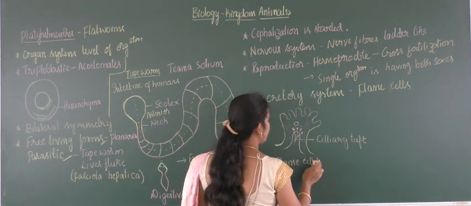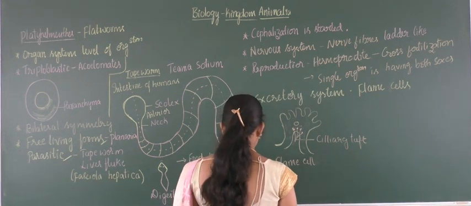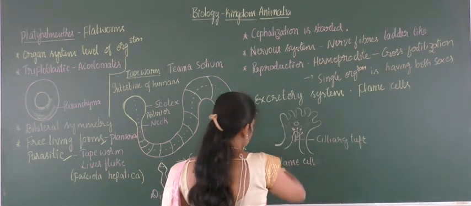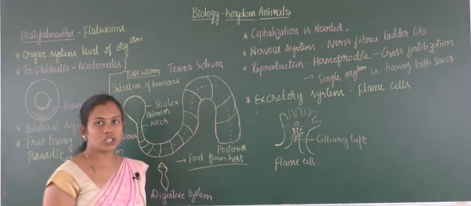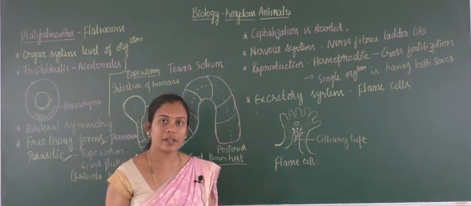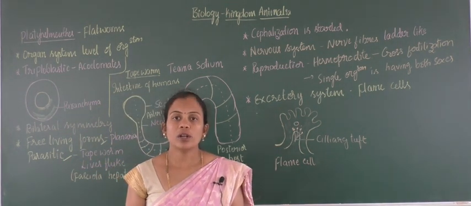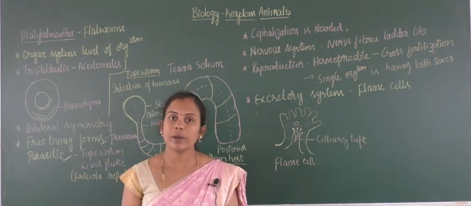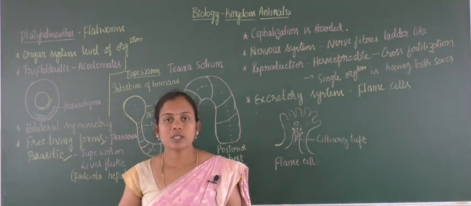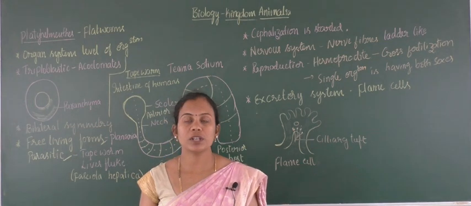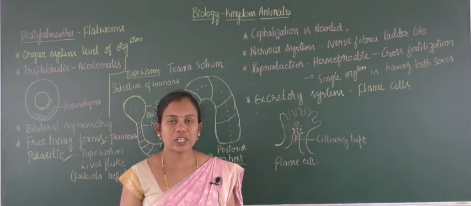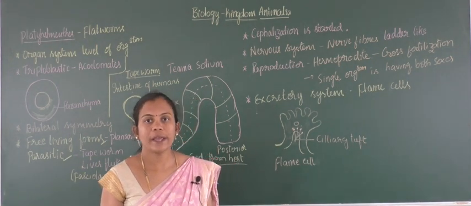It helps in excretion, right? So flame cells are for excretion. In Platyhelminthes, excretion is newly starting. Before that, what did we say? By general body surface it excretes its waste material. But when it comes to this region, the organisms are exhibiting a special type of excretory system, that is by the formation of flame cells to perform excretion.